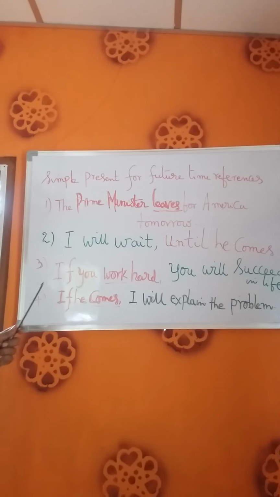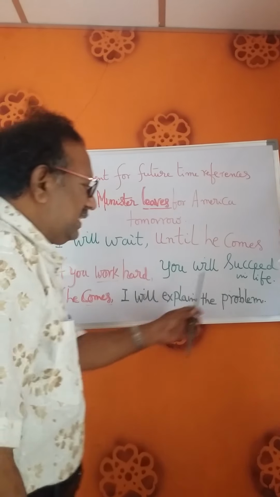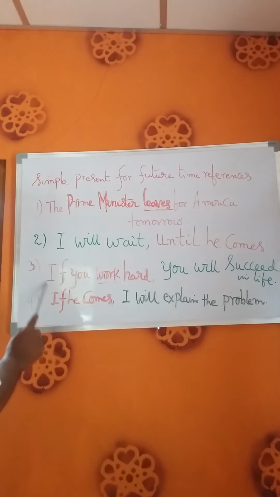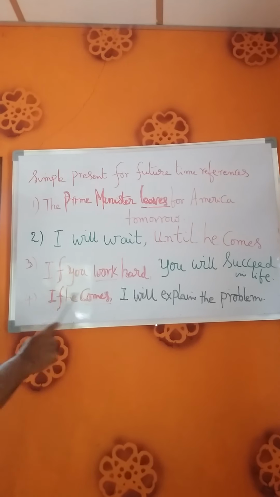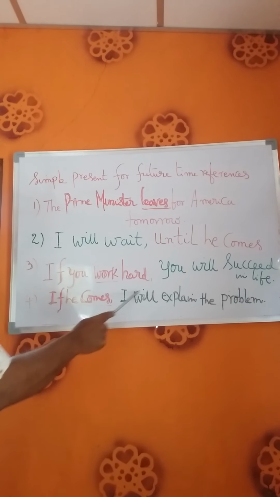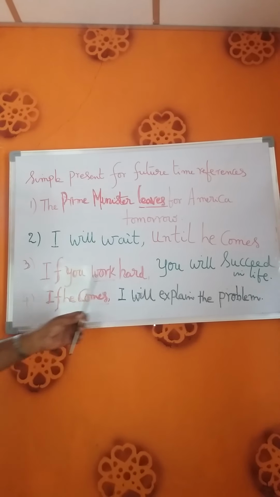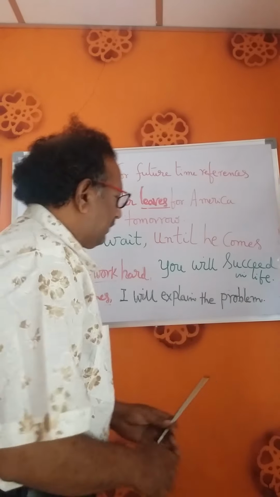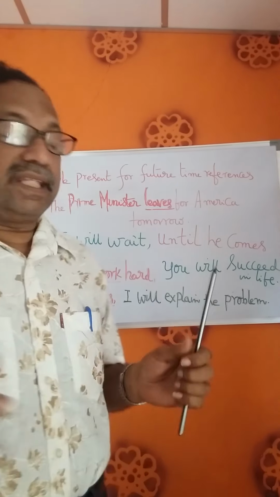Now look at another sentence. If you work hard, you will succeed in life. Okay, here this is called the subordinate clause. It is called the if probable condition. If clause, probable condition. Here, if you work hard, okay, you will succeed in life. Okay, what is the condition here? If you work hard, you will succeed in life.